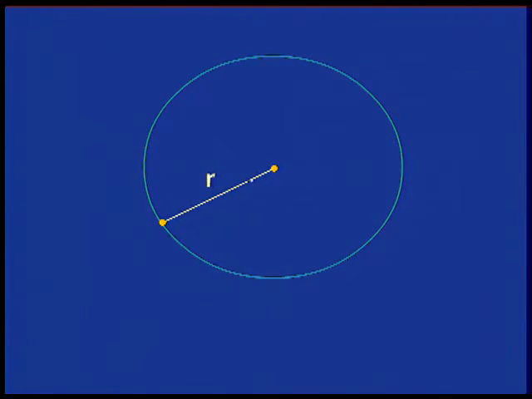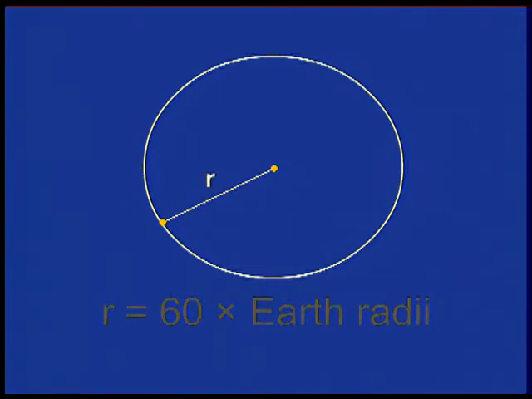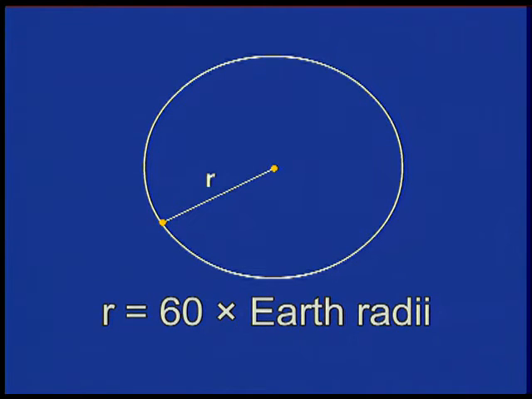So, to calculate the acceleration of moon, he needed the magnitude of velocity of moon and the radius of its orbit. The radius of the moon's orbit, r, had by then been estimated to be about 60 Earth radii. The orbital velocity of the moon was easy to find, because its time period, that is the time taken to complete one revolution, was known.